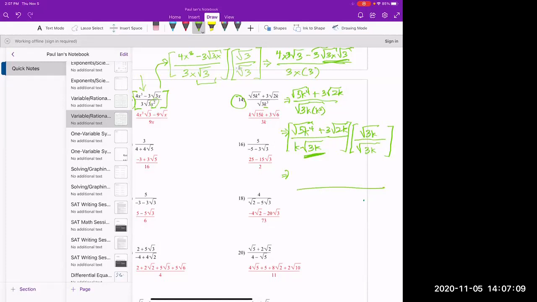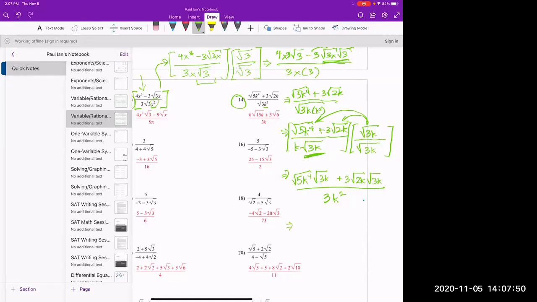So times it top and bottom, and the bottom first. What happens at the bottom? You have k times root 3k times root 3k. So the radical disappears, right? So it just becomes 3k squared, I believe. I think up top something's going to cancel. Let's just see. So at the top here we have to distribute this guy, right? Let's not skip steps. So root k to the 4th times root 3k plus 3 root 2k times root 3k.